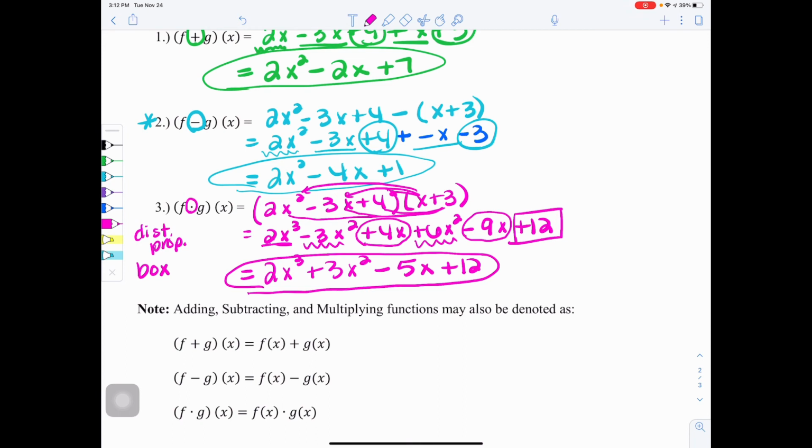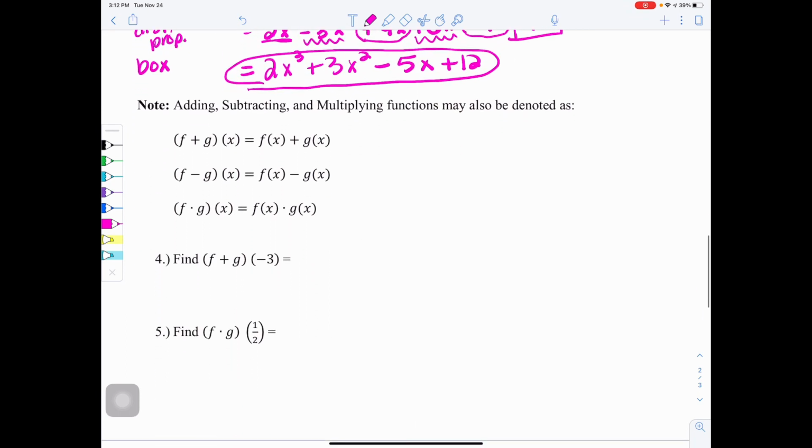Now underneath, it says note. Adding, subtracting, and multiplying functions may also be denoted like this instead. So the ones on the left are the ones that we just saw when we did our examples up top. The ones on the right are the alternative ways of writing it. So they could write f of x separately, then the plus sign, then g of x, and similarly for subtraction and multiplication. So for number 4, it says find f plus g of negative 3.